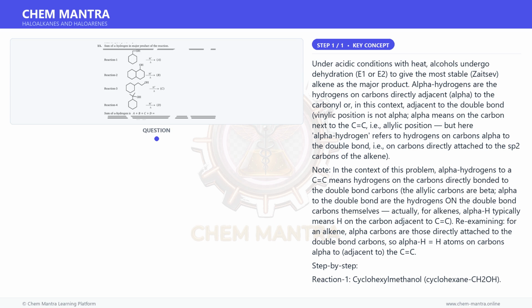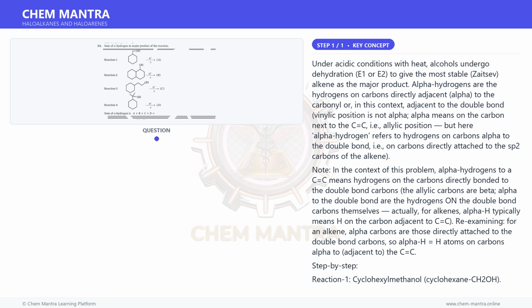Reaction 3. 2-cyclohexylethanol, cyclohexane-CH2CH2OH. Under H plus and heat, primary alcohol dehydrates. Carbocation at primary C, rearrangement, hydride or alkyl shift to give a tertiary carbocation on the ring. Loss of a proton gives 1-vinylcyclohexane or methylenecyclohexane derivatives. Most stable, 1-vinylcyclohexane. Actually, rearrangement of the carbocation gives a tertiary carbocation on the ring carbon bearing the ethyl chain, then elimination gives vinylcyclohexane or cyclohexane with an exocyclic double bond.